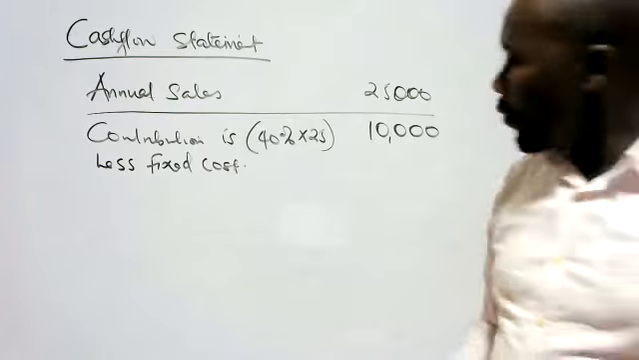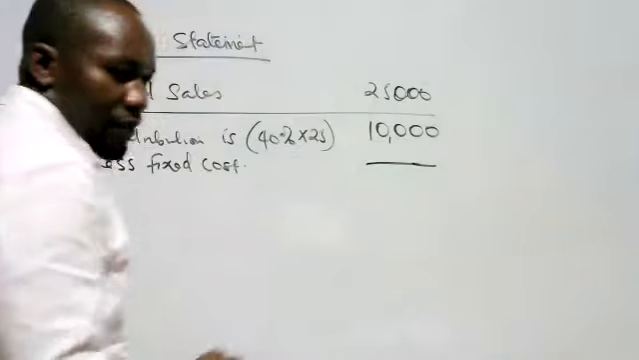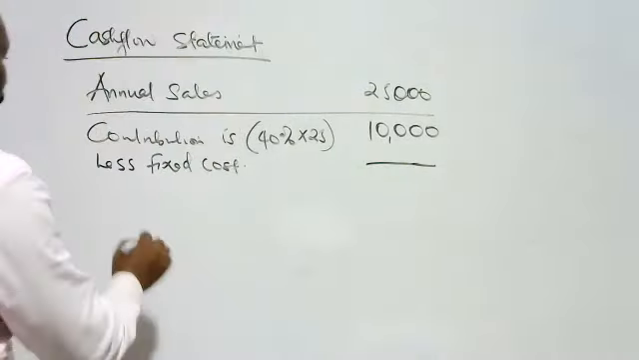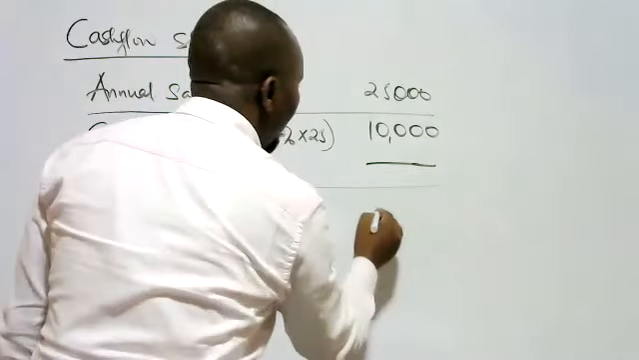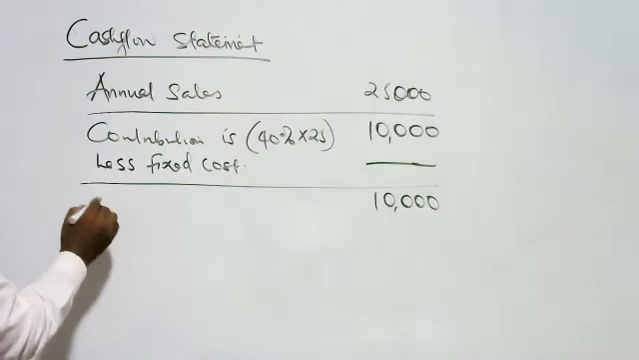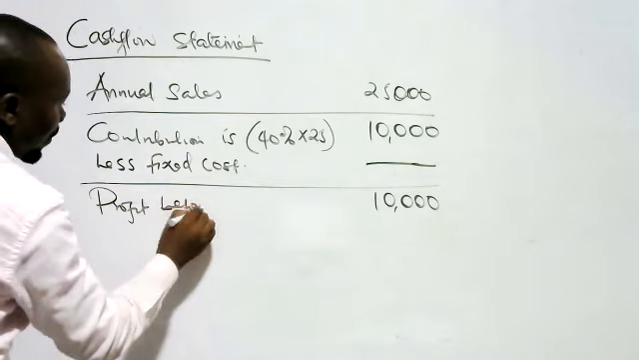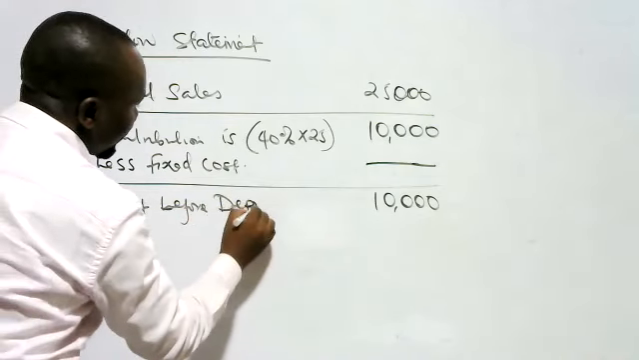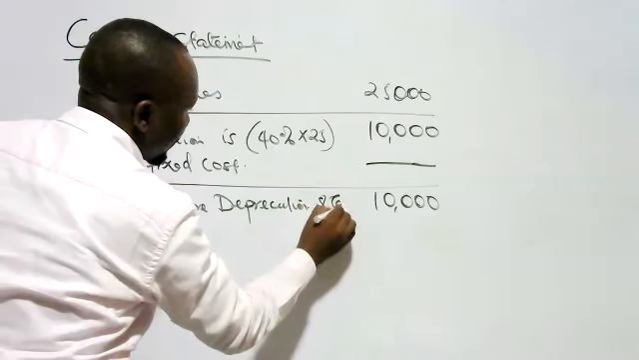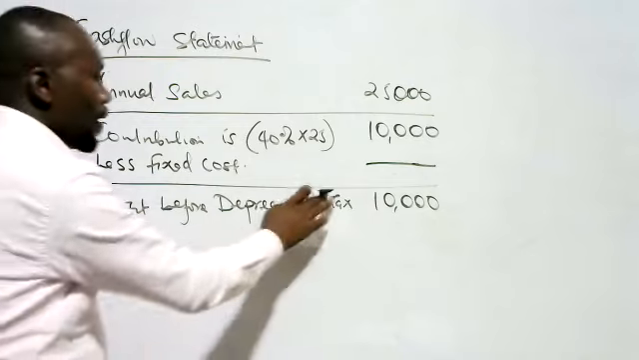We don't have. So we are having dash, right? So if there is no fixed cost, then it means that now we can have 10,000 as our profit before depreciation and tax. Profits before depreciation and tax.